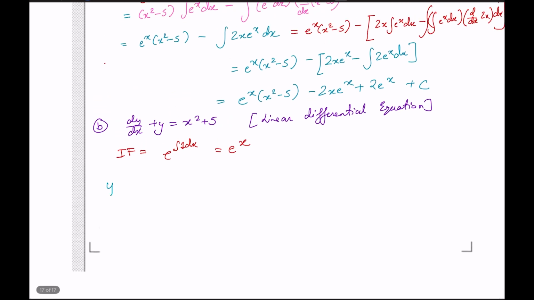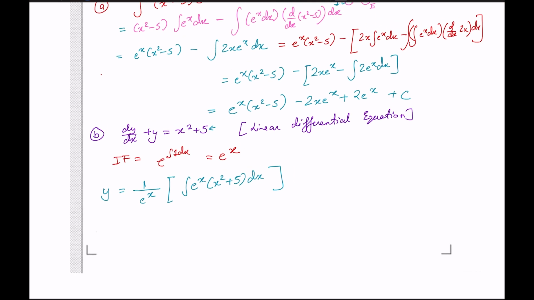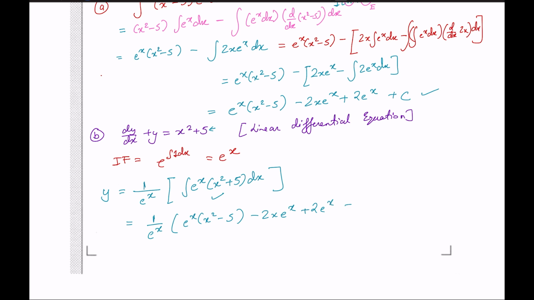Now for the solution, we can use the formula 1 divided by integrating factor, 1 by e to the power x, integral of integrating factor times x squared plus 5 dx. This thing we have solved and this is the solution. So e to the power x times x squared minus 5 minus 2x e to the power x plus 2 e to the power x plus c.